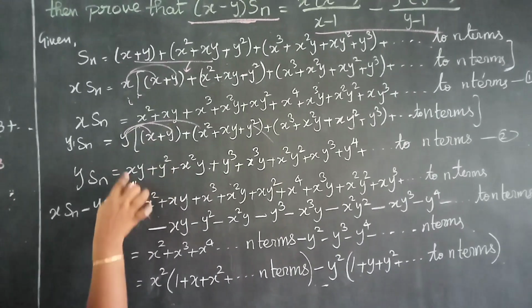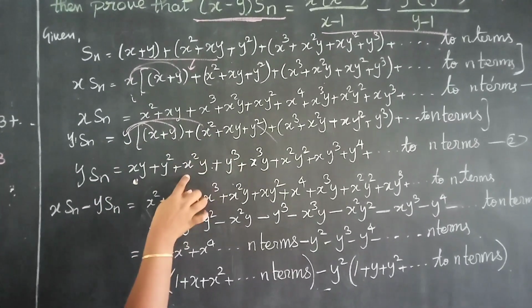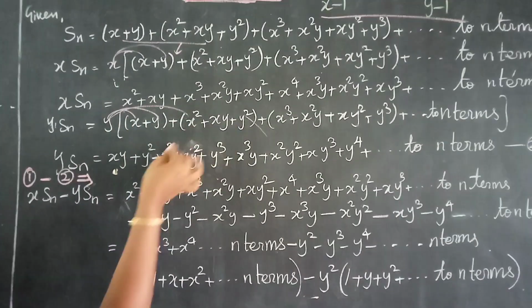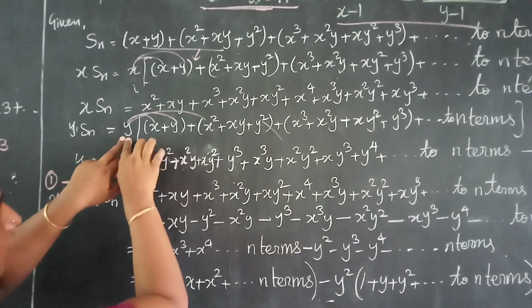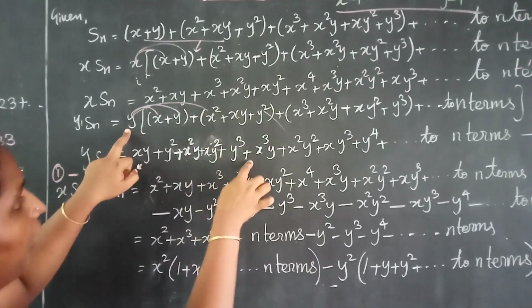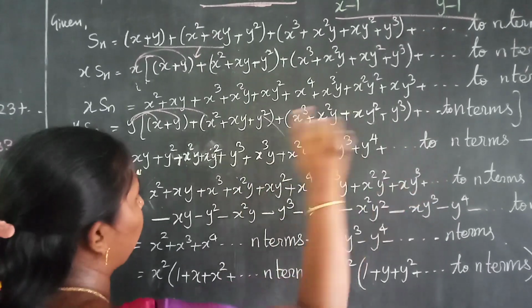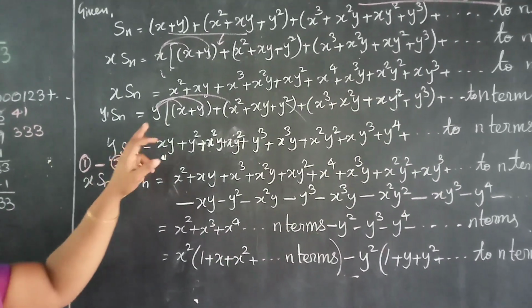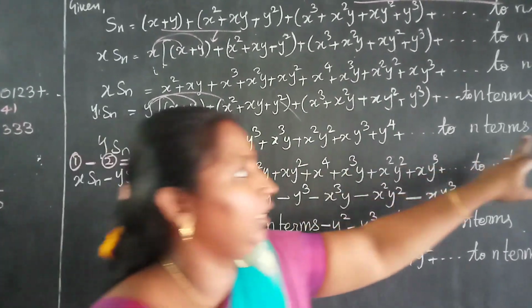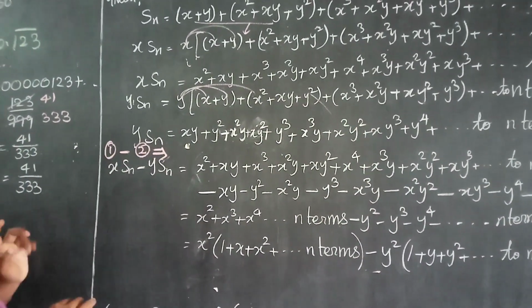So here also each and every term in this bracket will be multiplied by y. So you will get xy, y into x, xy, y into y, y square, y into x square y, x square y, y into xy, xy square, y into y square, y cube plus y into x cube y. So like that you have to multiply each and every term by y. Take it as equation number 2. Okay. Now I am going to subtract 1 minus 2.